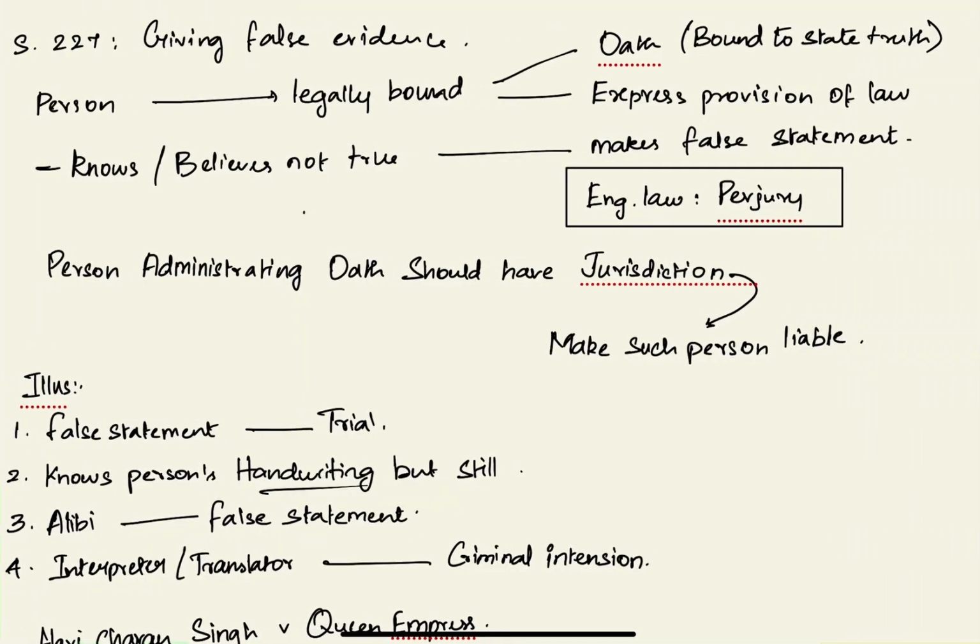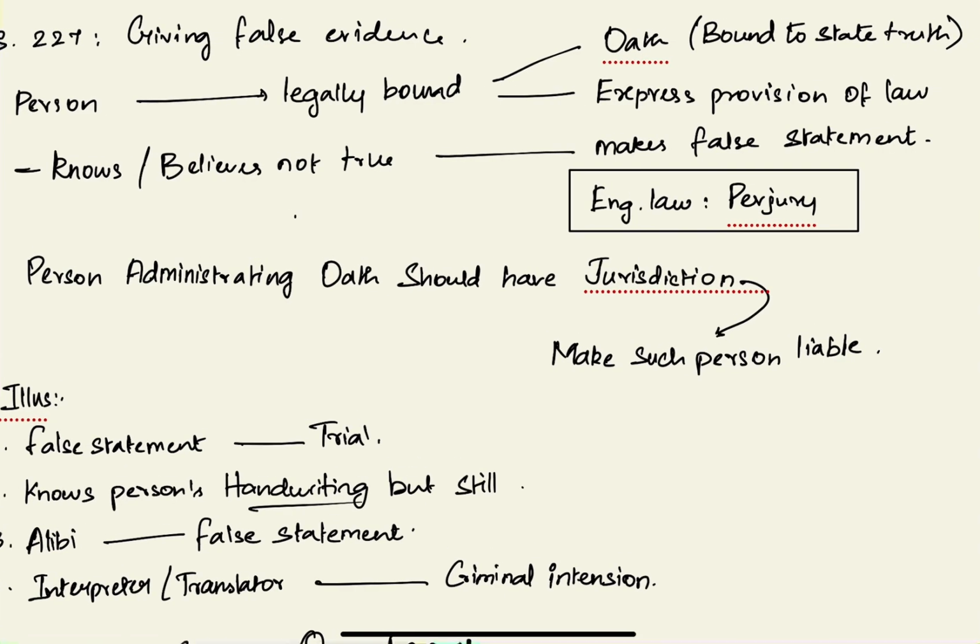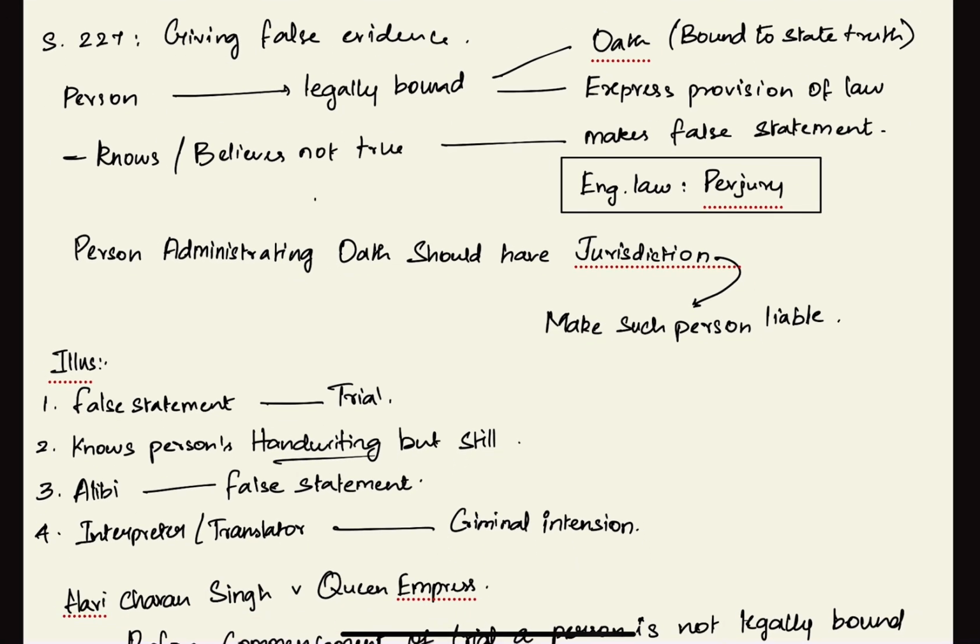Hello everyone. So in this video lecture, we will be dealing with false evidence in offences against public justice. So the first section would be section 227. So this section deals with giving false evidence.